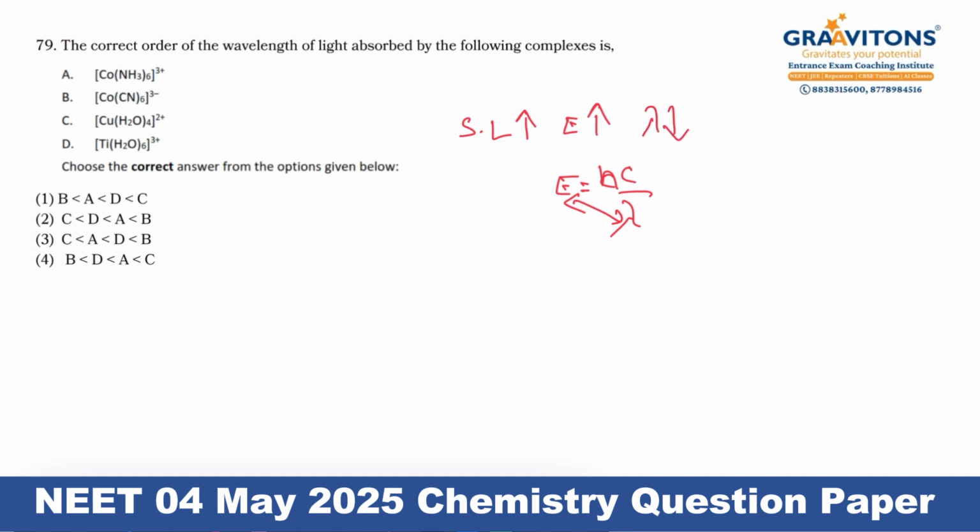They are asking for the wavelength of light absorbed by the following complexes. Here CN is a stronger ligand than ammonia and water. So this B will have the maximum energy but the minimum wavelength. After that you have ammonia, A will have the next level of energy but the wavelength is higher. Then B, A, these two options are present in the first one. Then comes D, then comes C. Being tetrahedral, it will have the maximum wavelength, minimum energy, and its ligand field strength is also less.